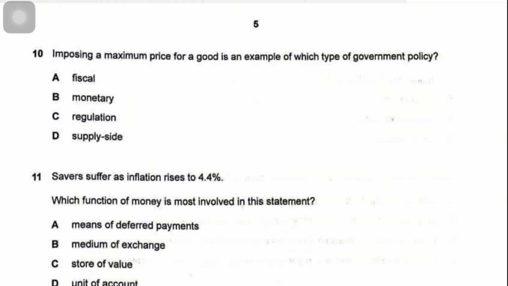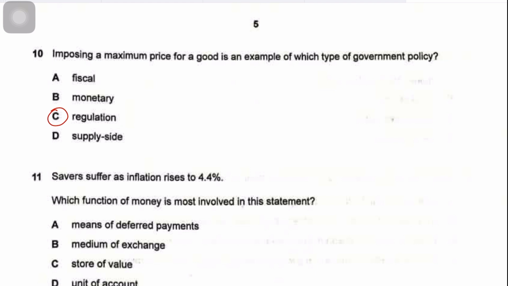Question number 10 says, imposing a maximum price for a good is an example of which type of government policy? The correct answer should be C. Definitely it's neither a fiscal, monetary, nor supply side policy. It's a regulation, because the government is intervening in the market and controlling the price that the competitive market price or the free market price would be. C is the correct answer, regulation, because the government is fixing that price below the equilibrium price. An effective maximum price is below the equilibrium price to benefit the consumers, the poor consumers, basically.